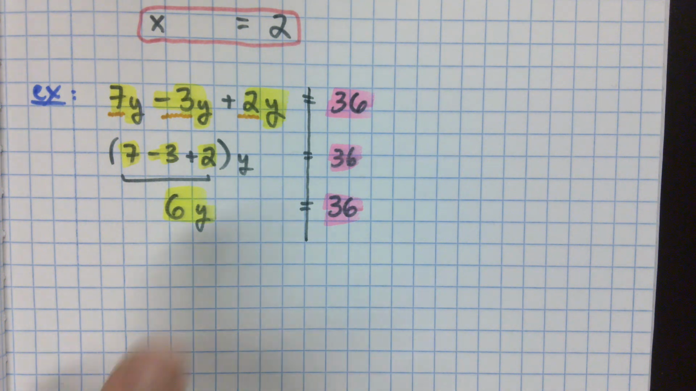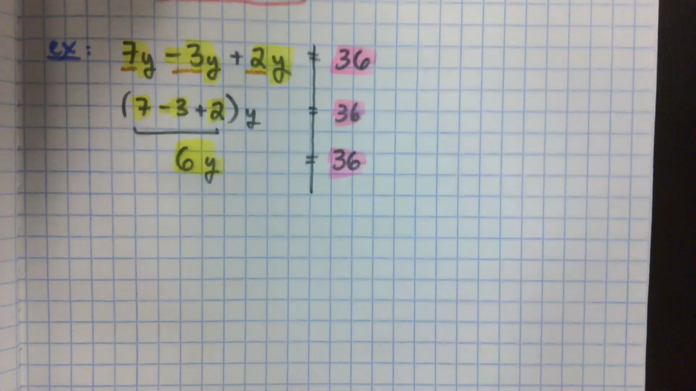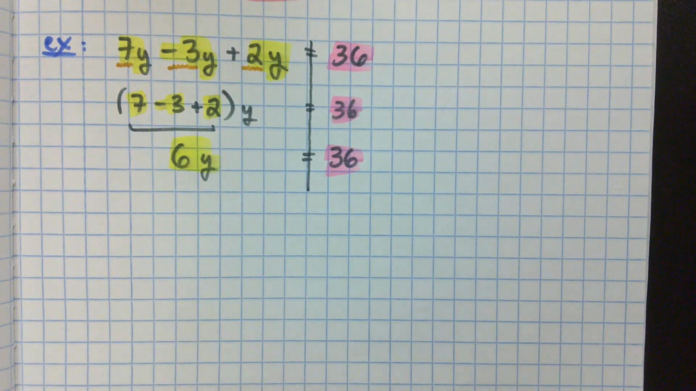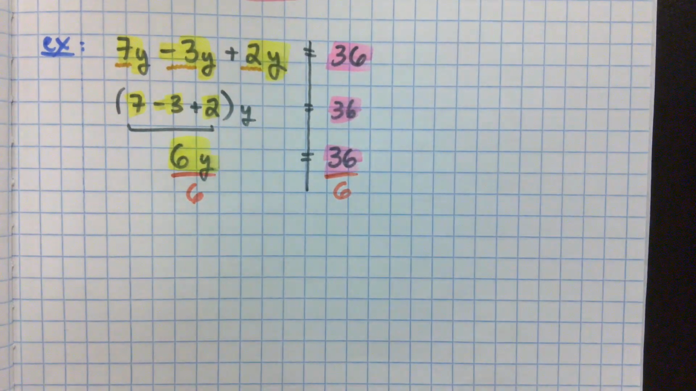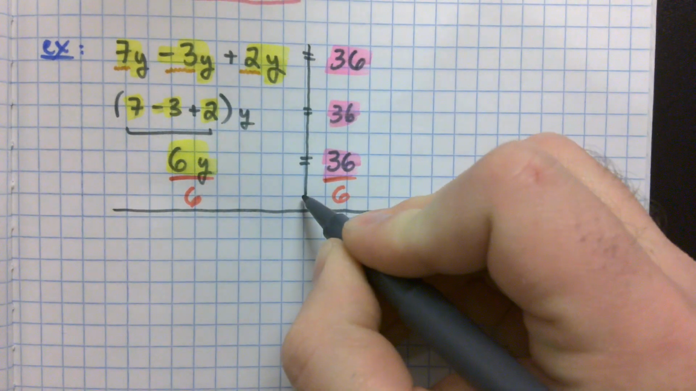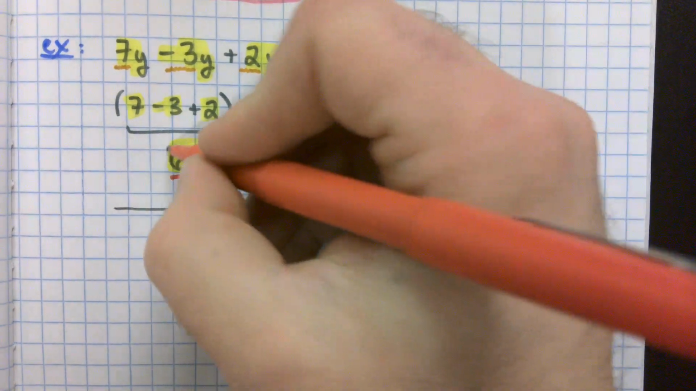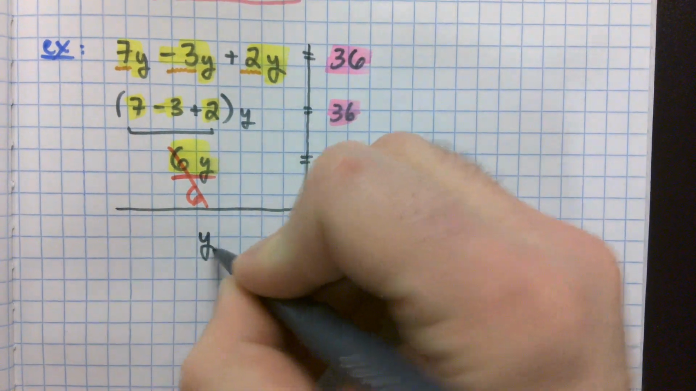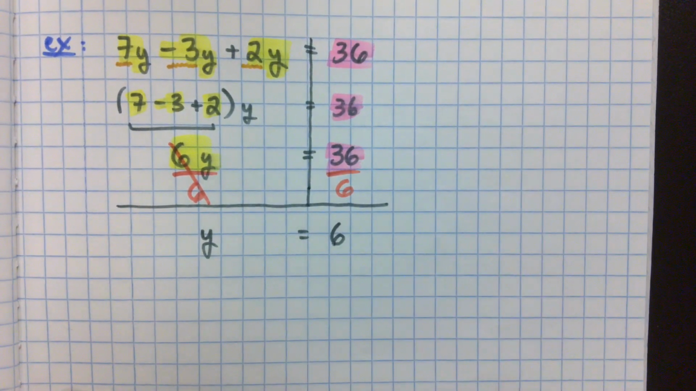Now that I've got one yellow term, one pink term, I can solve this out like normal. What am I going to have to do on both sides here if I want to get y all by itself? Divide by 6. Exactly. What happens to 6 over 6? Cross them out. We get y is equal to 36 over 6, 6.